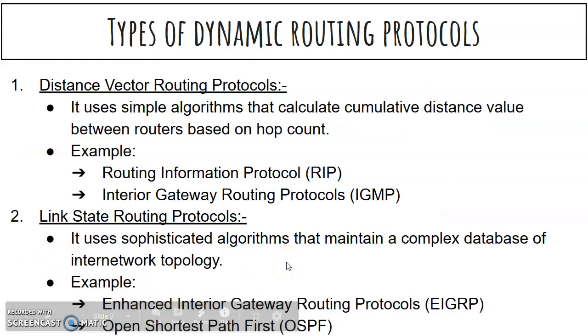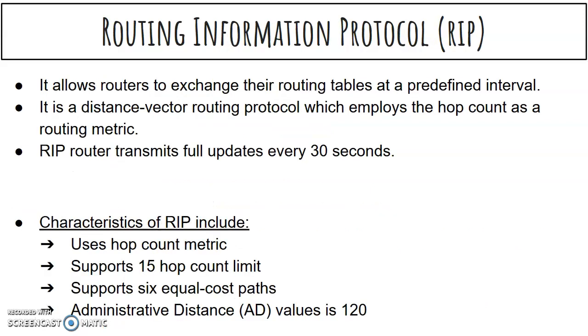Okay. So the types of routing protocols are distance vector routing protocols. So a distance vector routing protocol basically calculates the cumulative distance between routers based on the hop count, basically the number of routers or nodes it has to jump to reach that part. These are the two examples which I've highlighted earlier. And then there is link state routing protocol. So link state routing protocol is a bit sophisticated algorithm and it involves a complex database and internet topology. So we'll discuss the examples of the link state routing protocol.